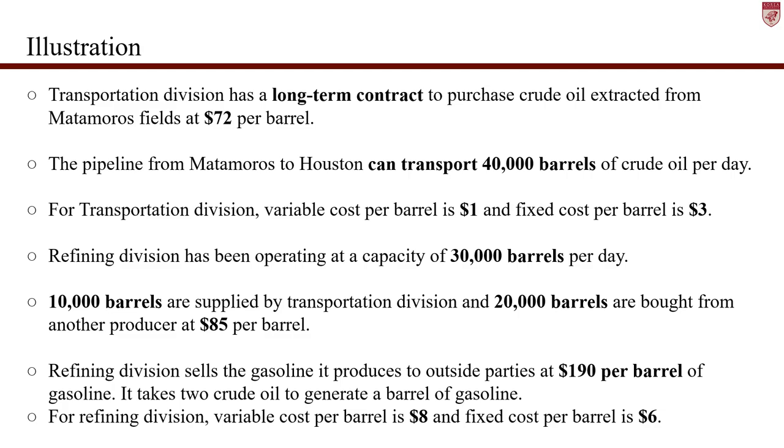After that, the refining division processes the crude oil into the final product, gasoline, and sells that gasoline at $190 per barrel of gasoline. Note that it takes 2 barrels of crude oil to generate a barrel of gasoline. For the refining division, the variable cost incurred is $8 per barrel, and the fixed cost per barrel is $6.